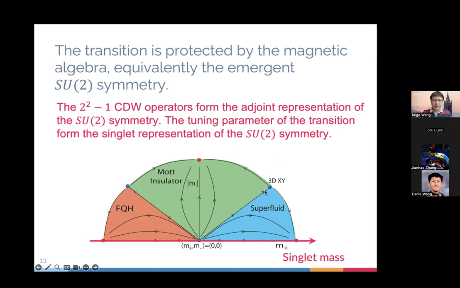This idea is also reviewed in Xueyang and Sando's paper for twisted TMDs, etc. Okay, so this is a nice way to avoid this intermediate phase and get a direct transition.